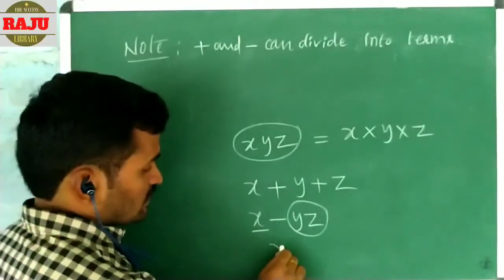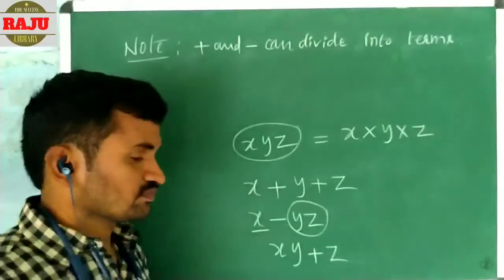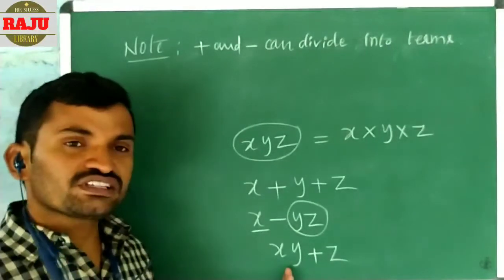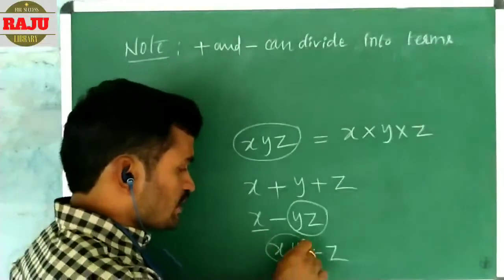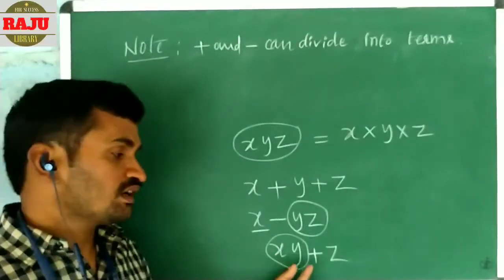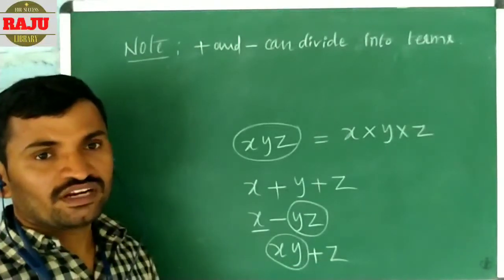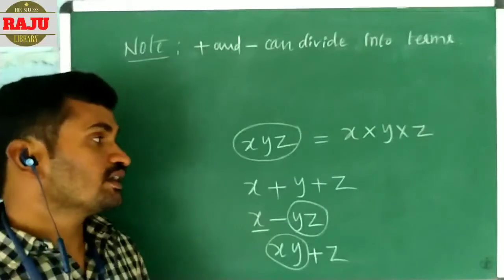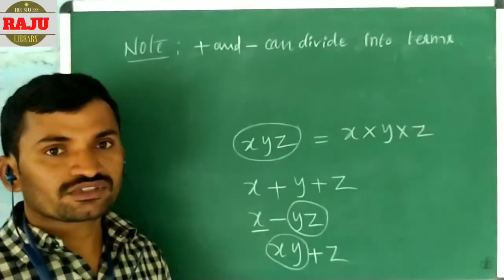Next, shall we write xy plus z? Here xy is a single term. Why? Because there is no plus, there is no minus between x and y. So xy is a single term plus z. Here it is a binomial. It means, what can we understand? Here plus and minus are dividing into terms.